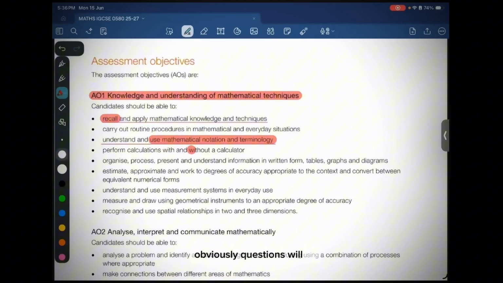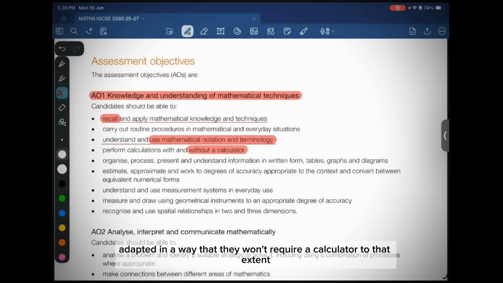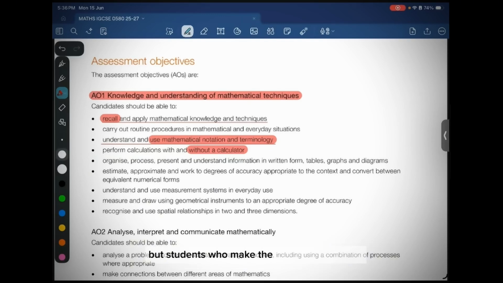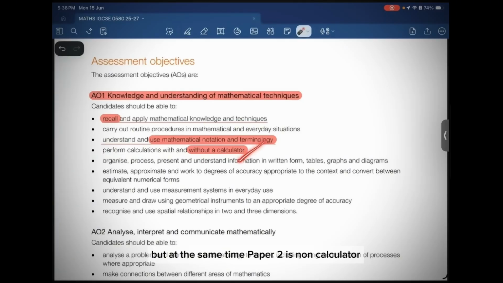Obviously, questions will be adapted in a way that they won't require a calculator to that extent. But students who make the calculator a liability, if they're trying to calculate 2 plus 2, or just doing very random and very simple calculations on their calculator, I understand while doing practice that it's easier to check and easier to get the correct answer, and it's convenient as well as effective. But at the same time, paper 2 is non-calculator.